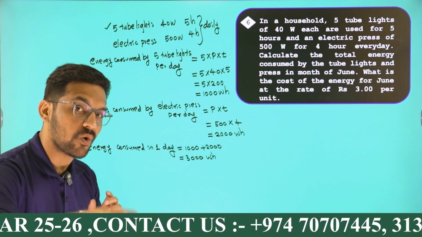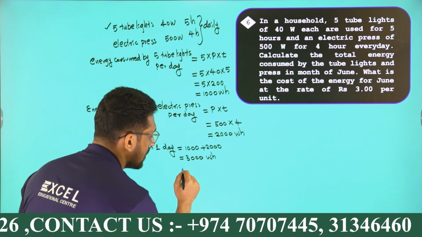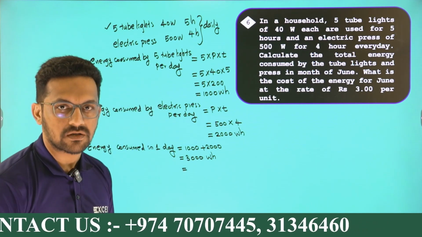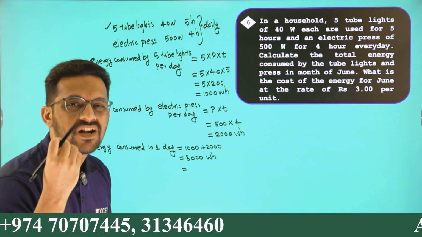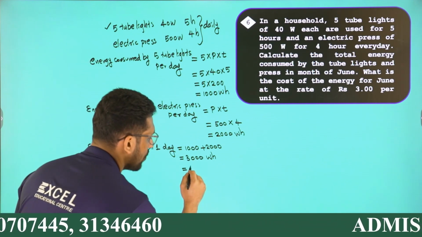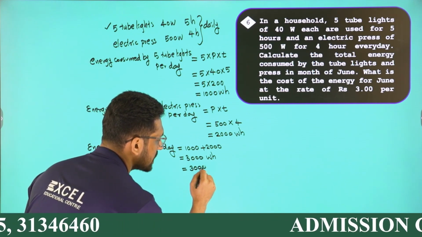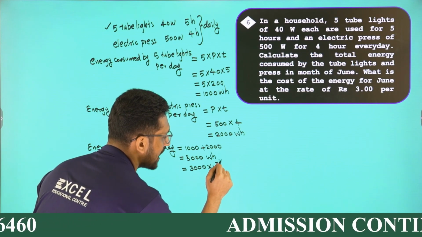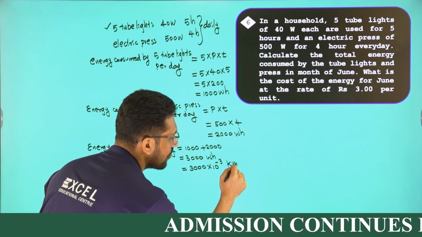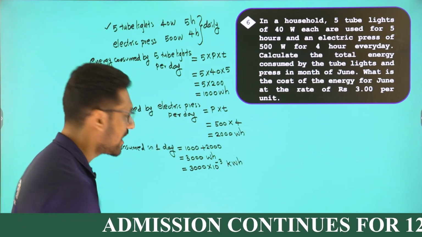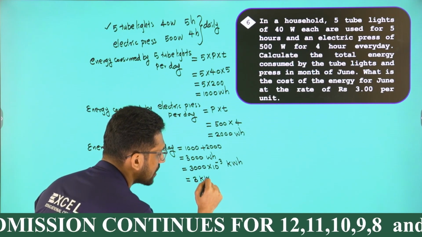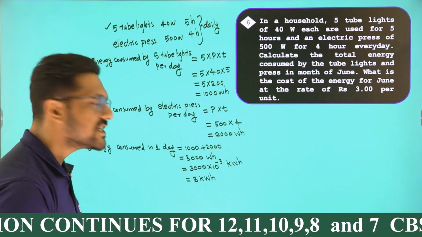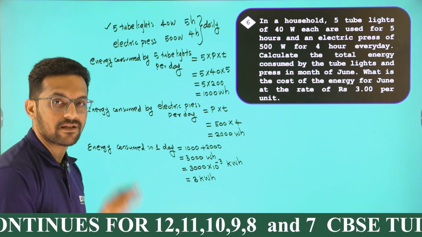Convert that into kilowatt hour. How to convert watt into kilowatt? Watt into kilowatt, you just have to multiply with 10 raised to minus 3. So this will be 3000 into 10 raised to minus 3. You can write kilowatt hour. Then it will become 3 kilowatt hour. This is the energy consumed in one day.